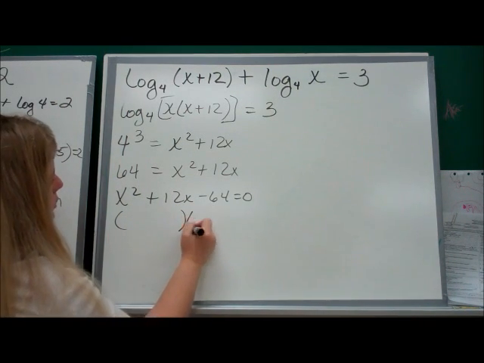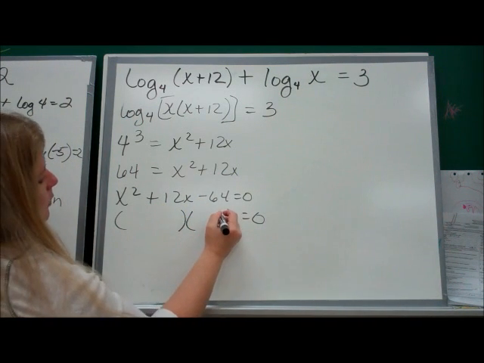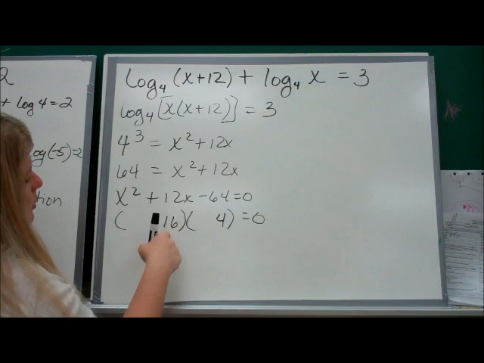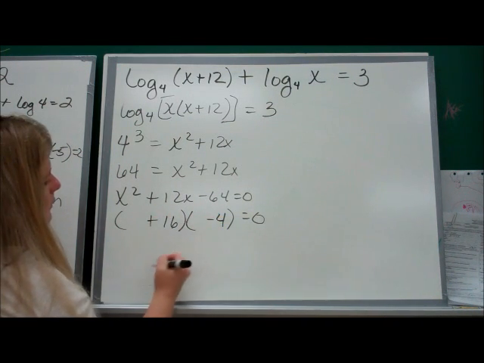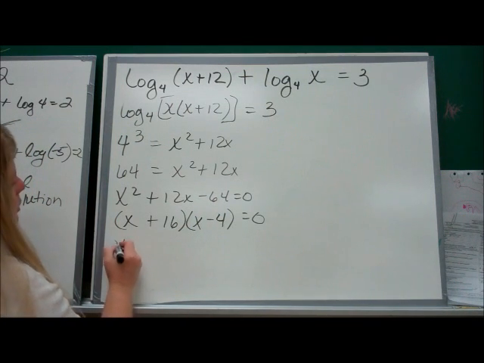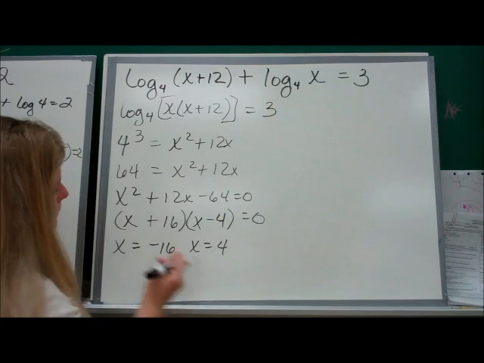Factor: what are the factors of 64 that'll subtract to 12? Well, 4 and 16. Since 16 is greater, 16 gets the plus, the 4 gets the minus. This is x, this is x. So x equals negative 16 and x equals 4.